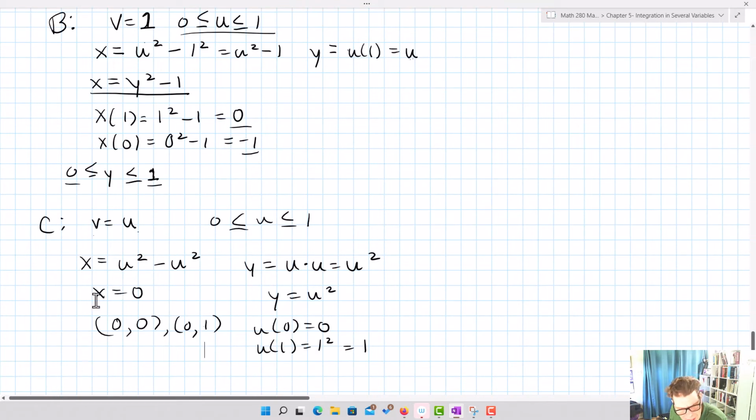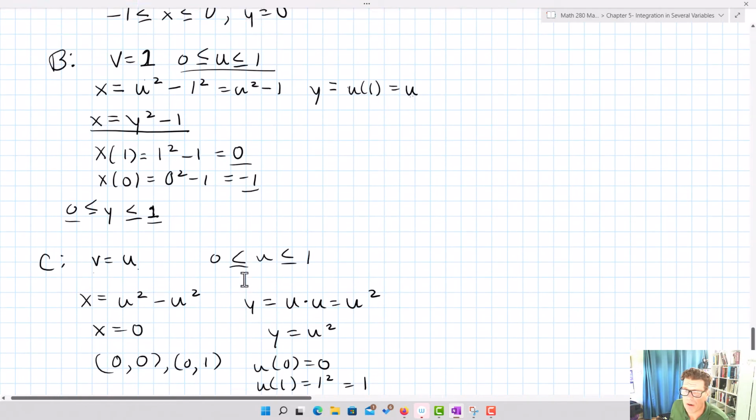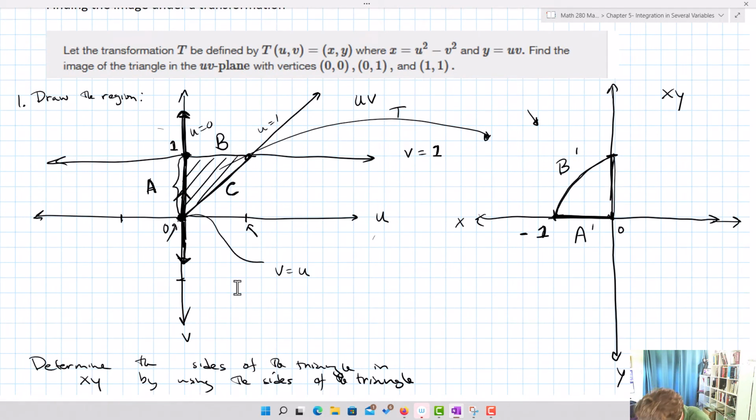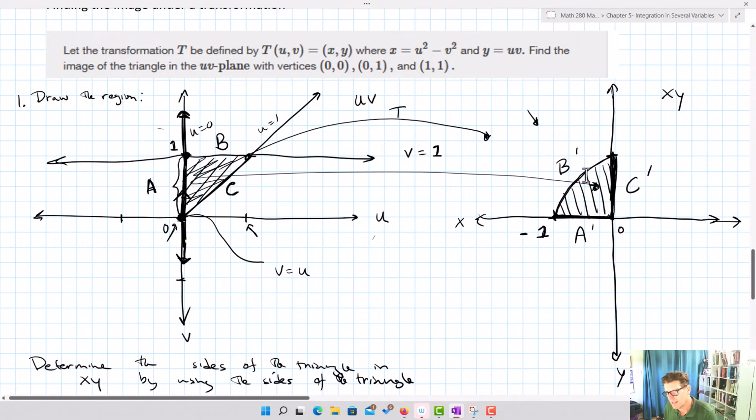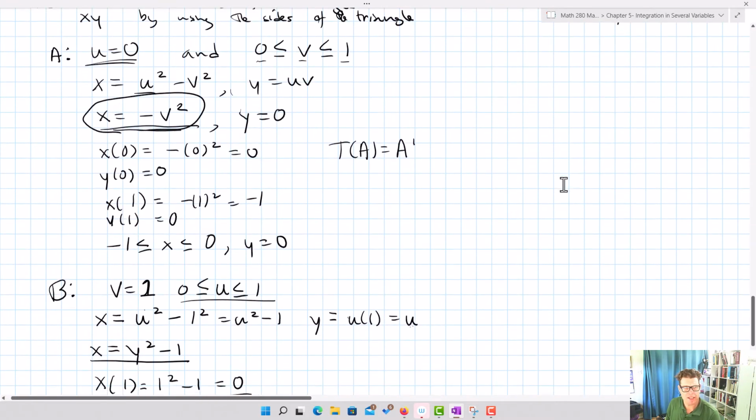So I'm going to get the y-axis, x equals 0, from 0 to 1. This line right here, that's C prime. Everything in between is going to be mapped into that region right there. So what did I do? I took the three sides of my triangle and mapped them using the transformation onto the three sides of this new kind of quasi-circular region. It's actually a parabolic region in the xy plane.